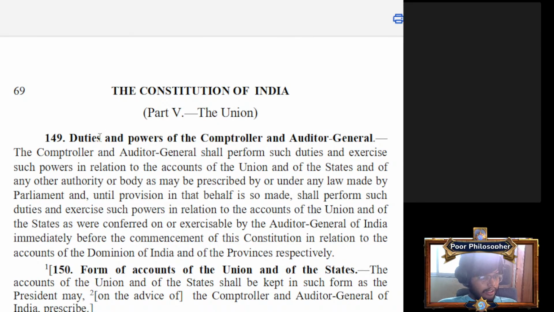Article 149. Duties and powers of the Comptroller and Auditor General. The Comptroller and Auditor General shall perform such duties and exercise such powers in relation to the accounts of the Union and the states and of any other authority or body as may be prescribed by or under any law made by Parliament, and until provision in that behalf is made shall perform such duties and exercise such powers in relation to the accounts of the Union and of the states as were conferred on or exercised by the Auditor General of India immediately before the commencement of this Constitution in relation to the accounts of the Dominion of India and the provinces.